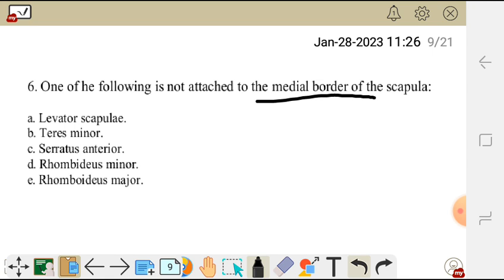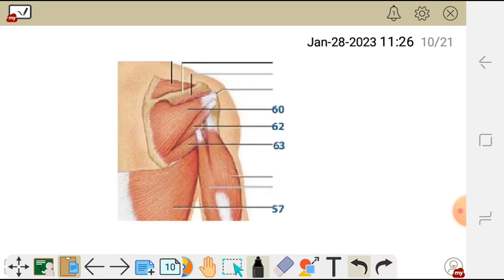So the answer for question 6 is B. Teres minor is not attached to the medial border of the scapula. When you look at this diagram here, we have the medial border this side, and we have the lateral border, and the upper border on top there. So when you look at muscle 62, that is the teres minor muscle.